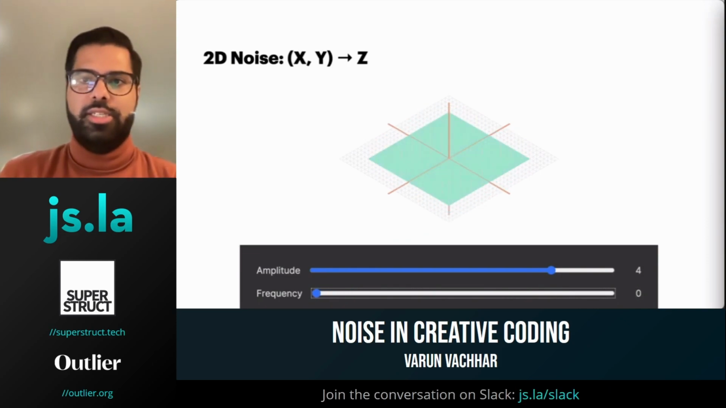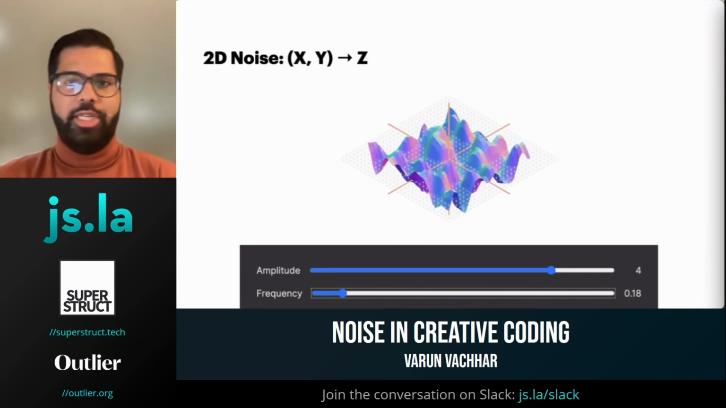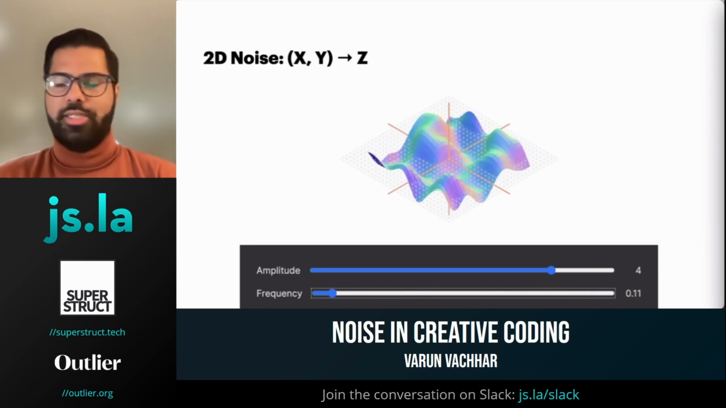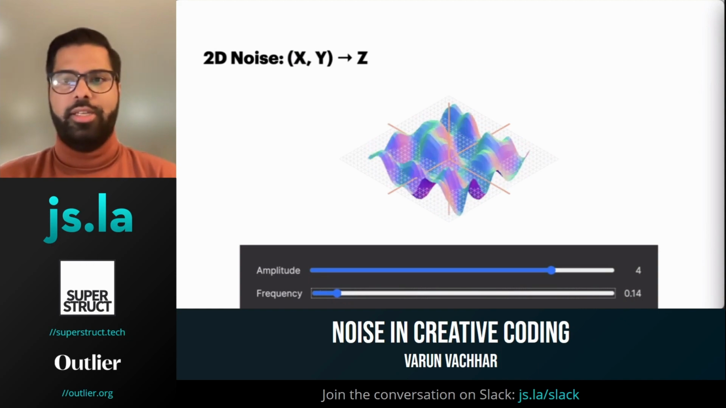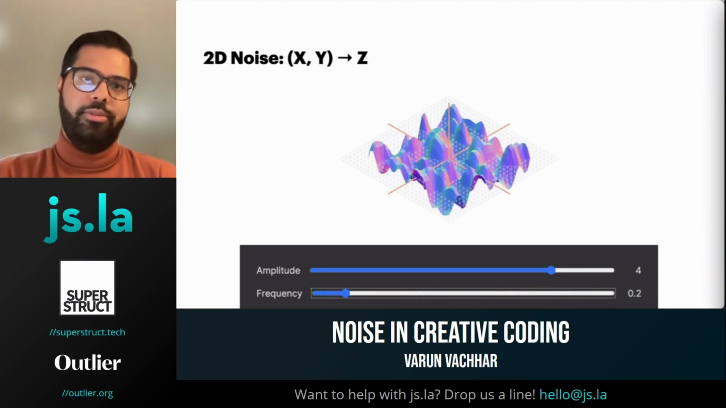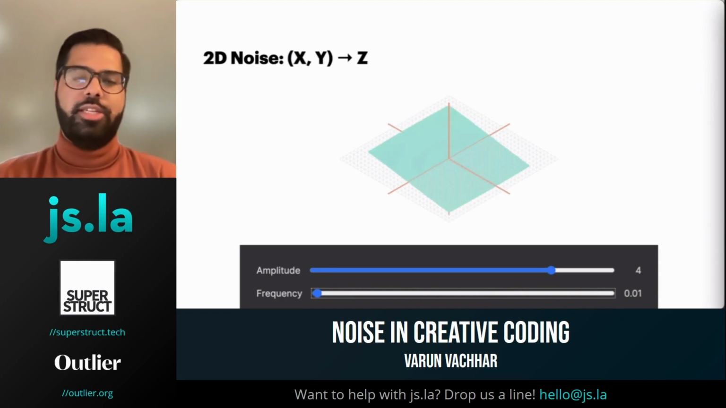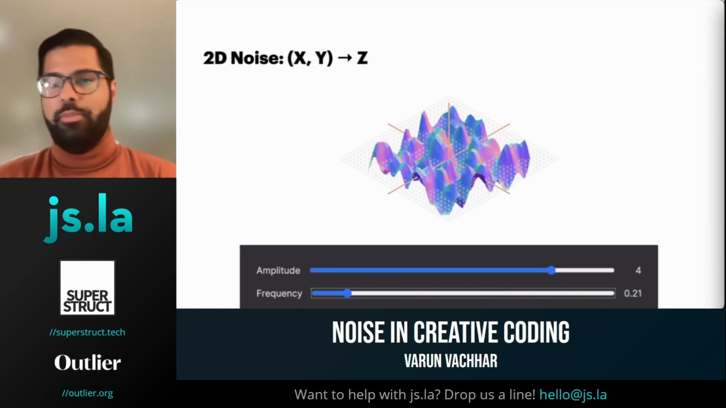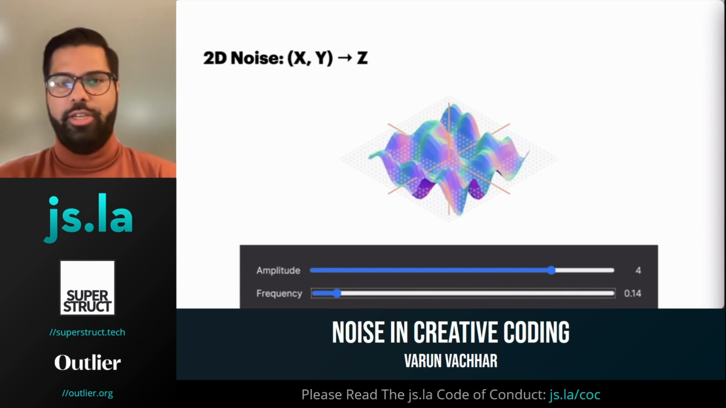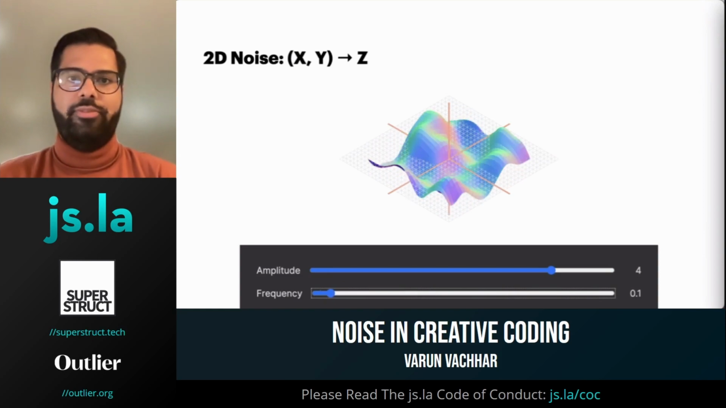And the way that works is you start with a 3D plane, and the plane is made up of a bunch of vertices. Each vertex has an X, Y, and Z coordinate. So in this case, you take the X and Y coordinate, you feed it into the noise function, and you use that to calculate the Z dimension. And then you apply that to the 3D object, and you end up getting this mesh-like effect.